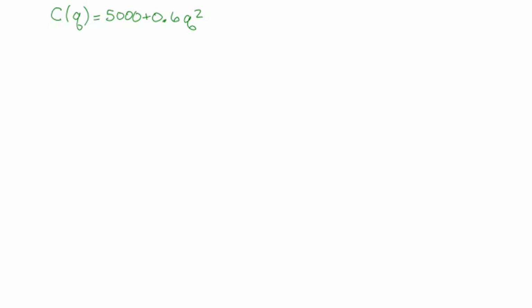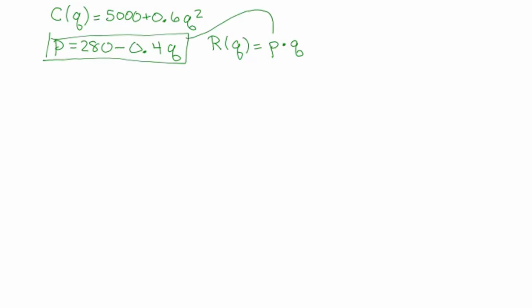Now, in order to find the revenue function, we weren't given a revenue function, but we were given that the demand was P equals 280 minus 0.4Q, which means that total revenue, we know, is just price times quantity. We can plug this demand equation in for price and find our revenue function as a function of Q.